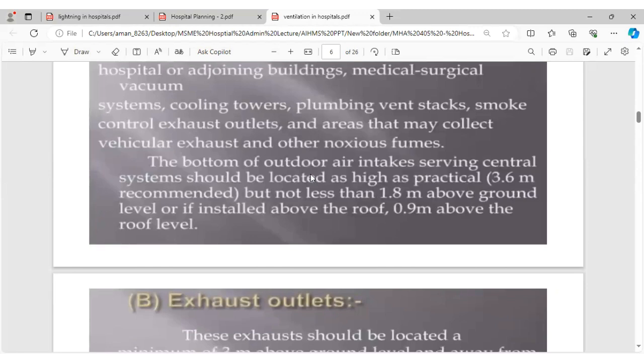The bottom of the outdoor air intakes serving central systems should be located as high as practical but not less than 1.8 meters above ground level, or if installed above the roof, 0.9 meter above the roof level.